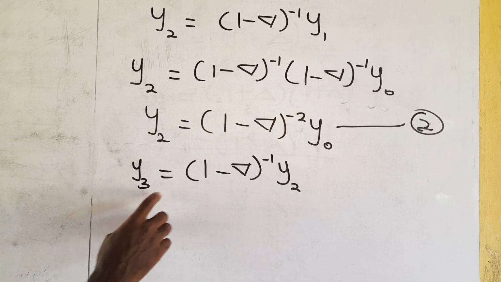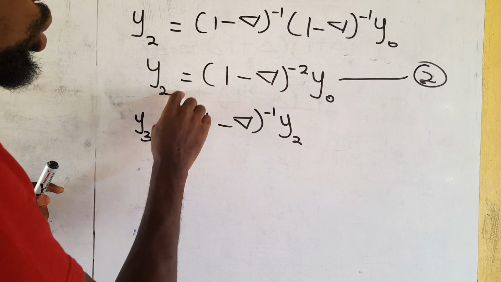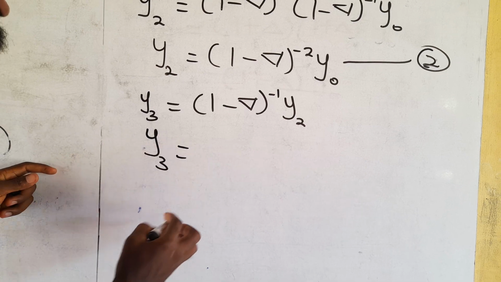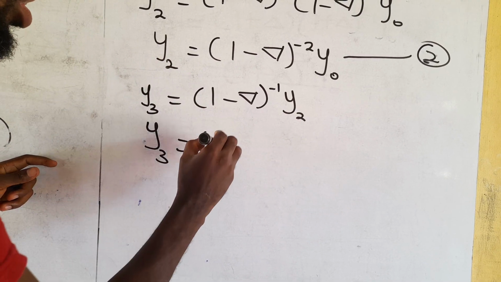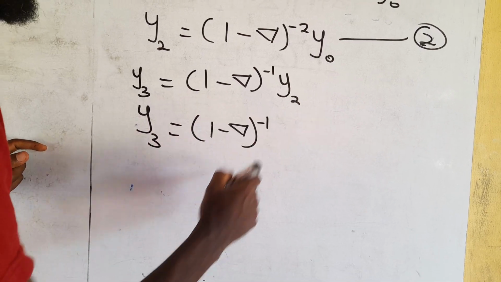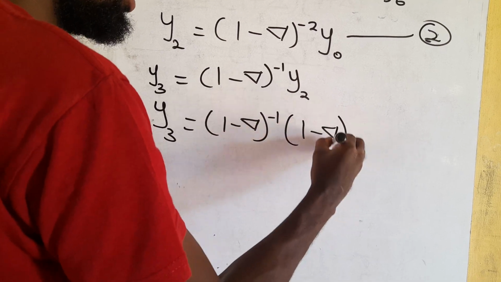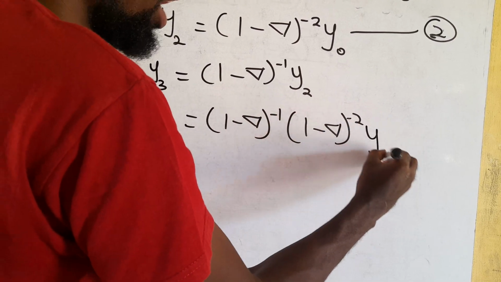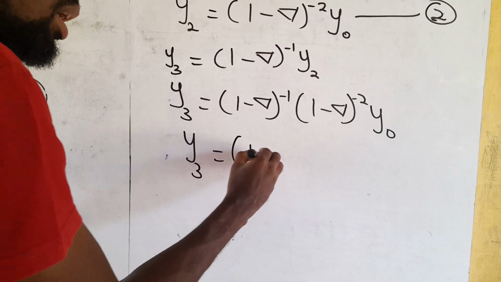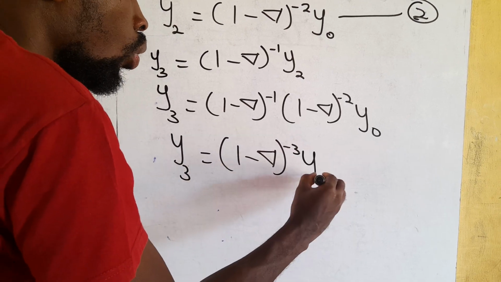So having known our y3 is equal to (1 minus nabla) exponent negative 1 y2, and we know our y2 to be this, we substitute. So we can say our y3 is equal to (1 minus nabla) exponent negative 1, and in place of y2, we substitute (1 minus nabla) exponent negative 2 y0. So we can say our y3 is equal to (1 minus nabla) exponent negative 3 y0.